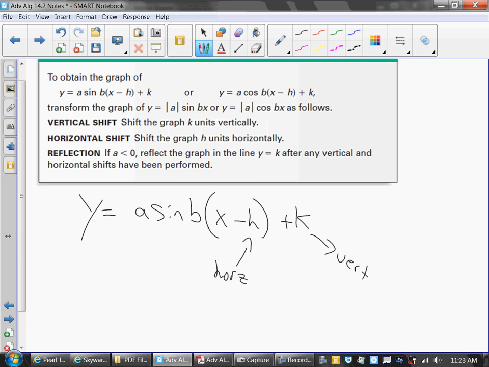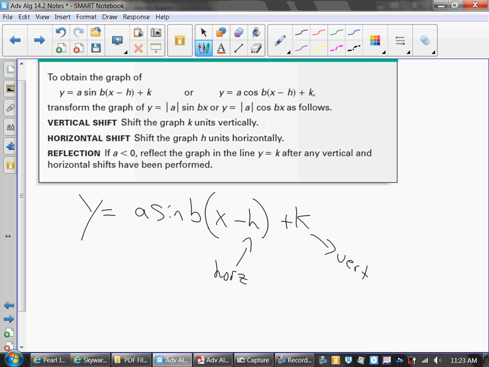Notice again, just like all of the other times that we've done this, our h values are shifting left and right, and our k values are up and down. Remember, horizontal, vertical. It's the cheesiest way known to man to remember that. And it's the same idea for the cosines.